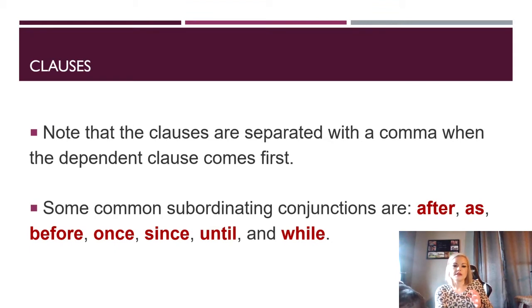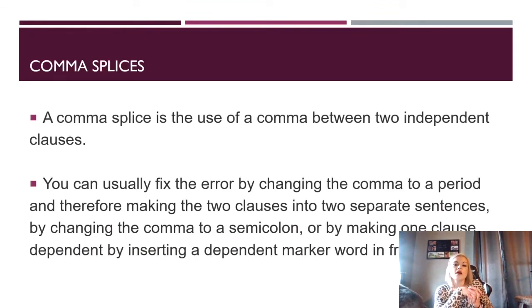You can look at that list there for some common subordinating conjunctions. So the other thing that I see quite often is a comma splice. And that's when you take those two independent clauses, so these two sentences that could stand on their own, and you just put a comma between them. You can't do that. If you're going to connect those two, you have to have a comma and conjunction.